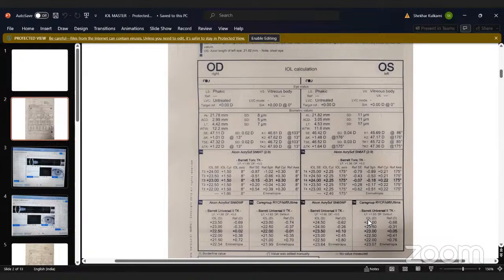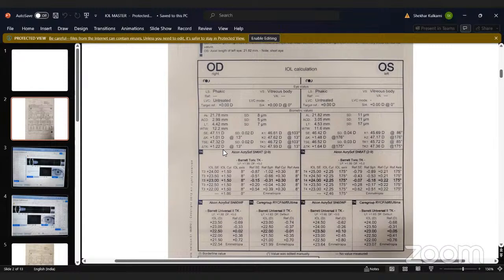Anterior chamber depth is 2.99. So there are multiple measurements which are given here. This is the spherical equivalent. Spherical equivalent of the keratometry readings we can use. And this is the total spherical equivalent. Total spherical equivalent considers the posterior curvature of the cornea also.